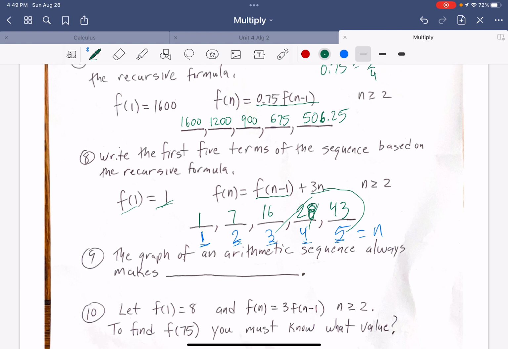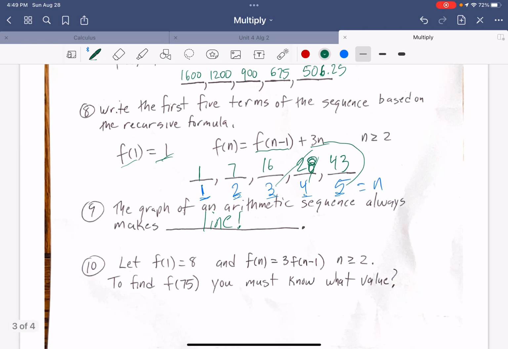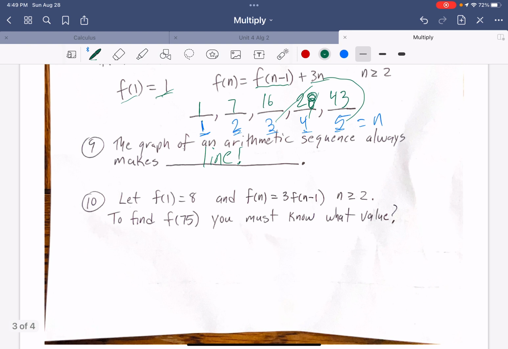Okay, arithmetic sequence. We've seen this before. When you graph it out, it always makes a line. You don't have to yell line. I just did. Number 10.